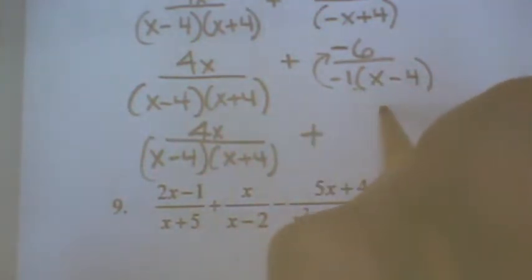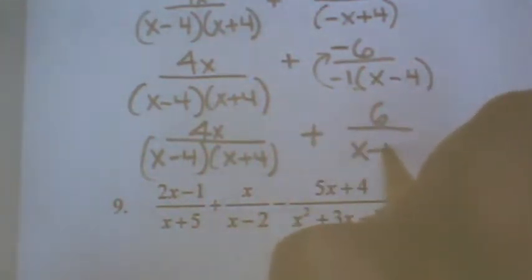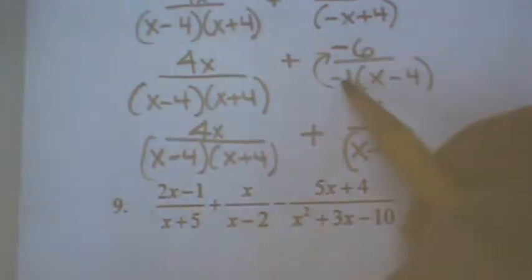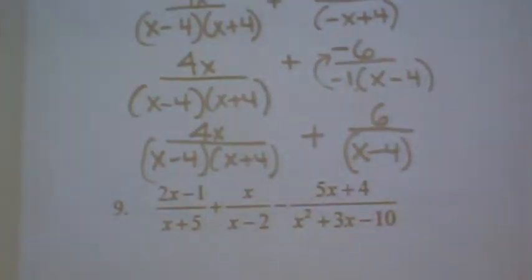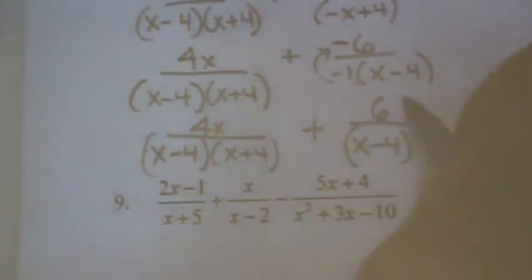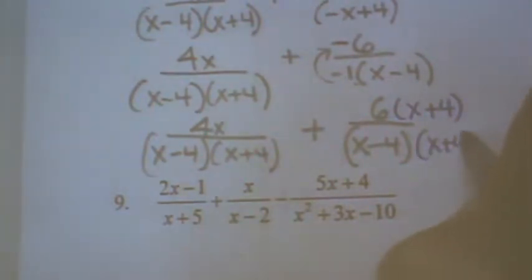Plus 6 over x minus 4. So I'm taking this negative and shifting it up here. So guess what? Now we almost have a common denominator. What do you have to do now? Multiply by x plus 4. X plus 4, x plus 4.